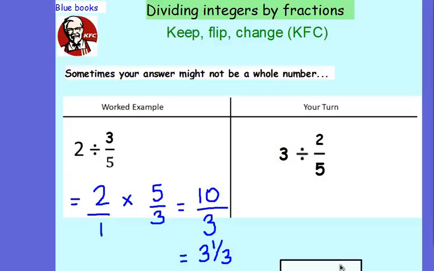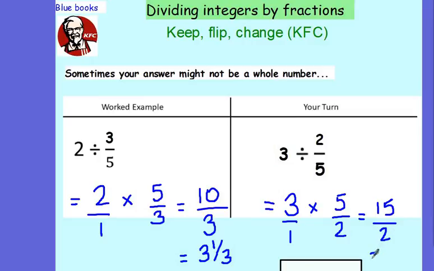Over to you, Year 7, in your dark blue books, have a go at this example for me. Right, let's go through it. This time I've got 3, flip my second fraction, make it into a multiply. 3 times 5 gives me 15, 1 times 2 gives me 2. I can write that as 15 over 2, or I could write it as 7 1/2. Please make sure you've got this example written in your dark blue books for me.